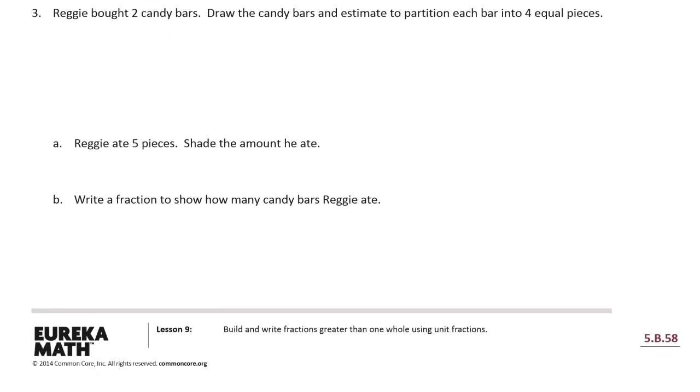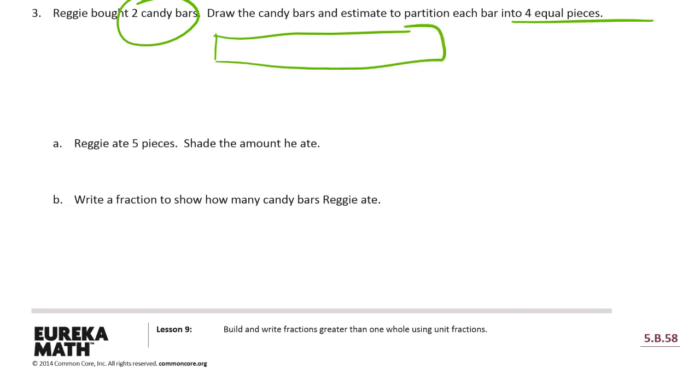Reggie bought 2 candy bars. Draw the candy bars and estimate to partition each bar into 4 equal pieces. So we need 2 candy bars, each one into 4 equal pieces. So here's a candy bar. And you want your candy bars to be the same. Let's assume that he bought the same candy bar twice and didn't buy 2 different kinds of candy bars. And so that way all our fourths are going to look the same.